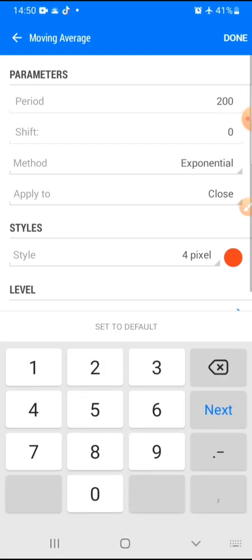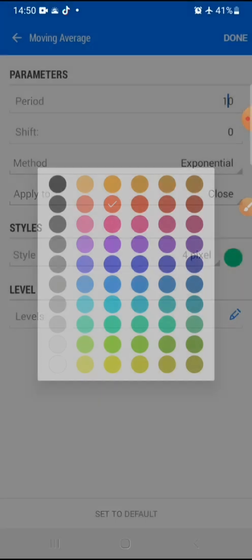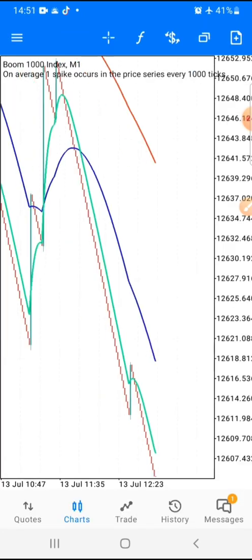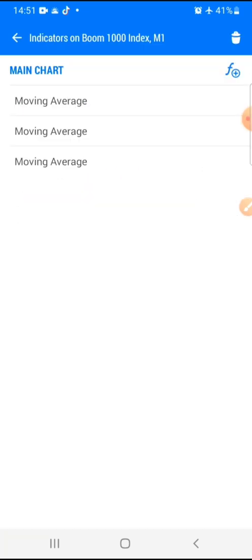Then we come here, we change again the period and the color. That's the only things that we're going to be changing, the period and the color. Now our period is going to be 10. Shift 0, exponential, apply to close. Then the pixels that we're going to be using, it remains 4. Then the color, we're going to make use of this light green, lime. Then you click done. Okay, so we now have 3 indicators.